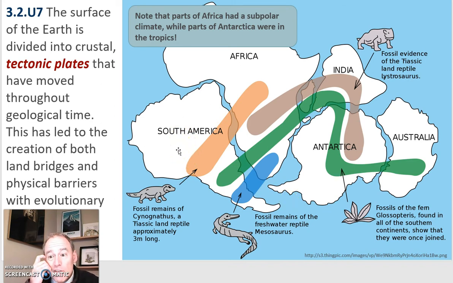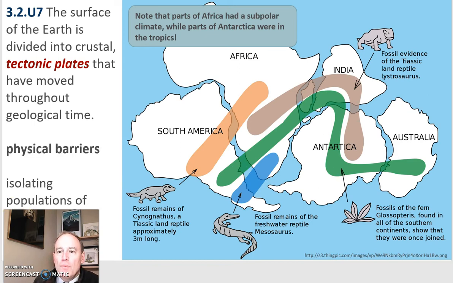Now, when these continents move, it will also change their climates. So Antarctica here, if you notice, is much further north than it is now. It's much further south now, and it's a polar climate. And so the plates moving will change the climates and present new habitats for new species.